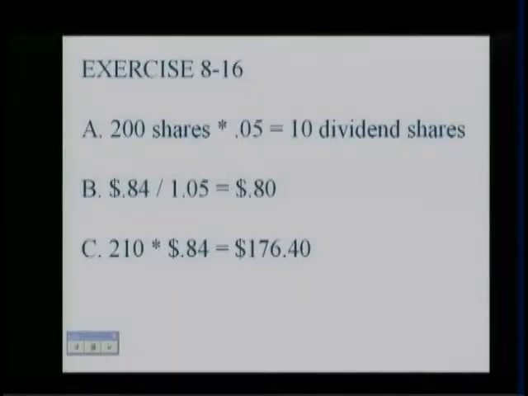It says, assume you own 200 shares of Blue Co. Inc. common stock. You currently receive cash dividends of 84 cents per share per year. If they declared a 5% stock dividend, how many shares of stock would you receive as a dividend? Well, you would receive 5% of the number of shares that you currently have. You currently own 200 shares of that stock, so if you got a 5% dividend on that, you would get 10 additional shares of stock.